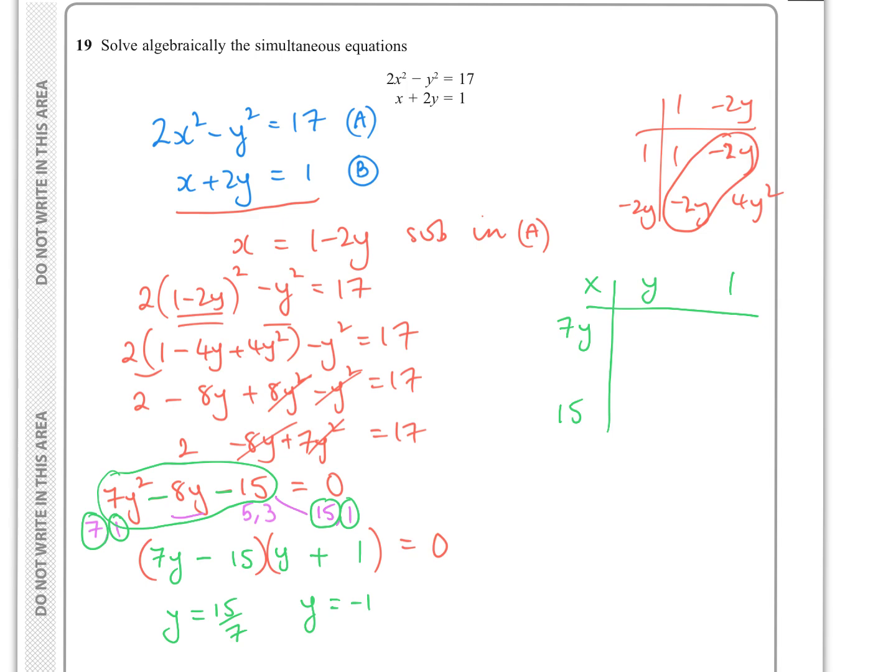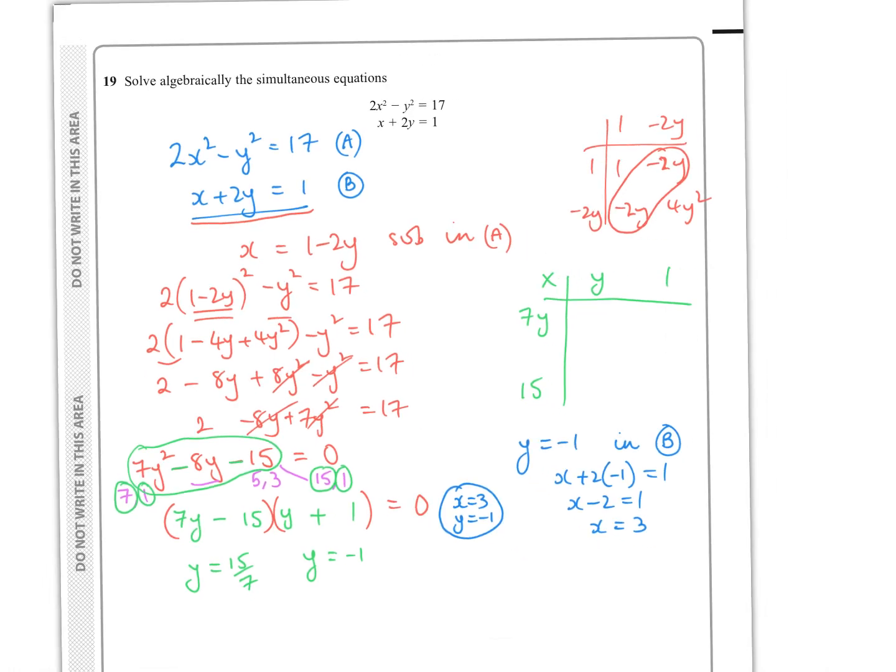And of course that just gives the y values. We want to get the x values as well, so we're going to say when y is -1, we'll put this in equation b, this one. So we're going to have x plus 2 lots of -1 equals 1, which means x minus 2 is 1, so x is 3. So we've got x is 3, y is -1.